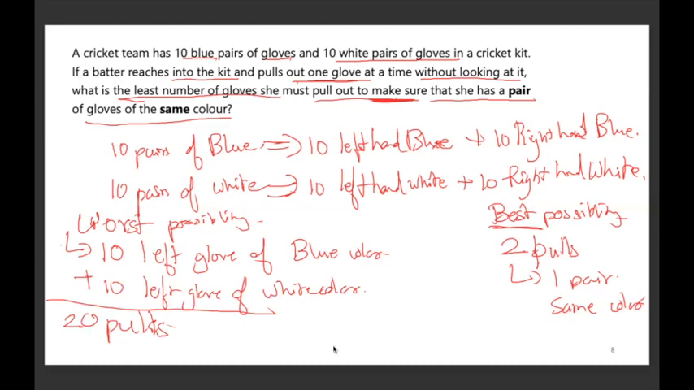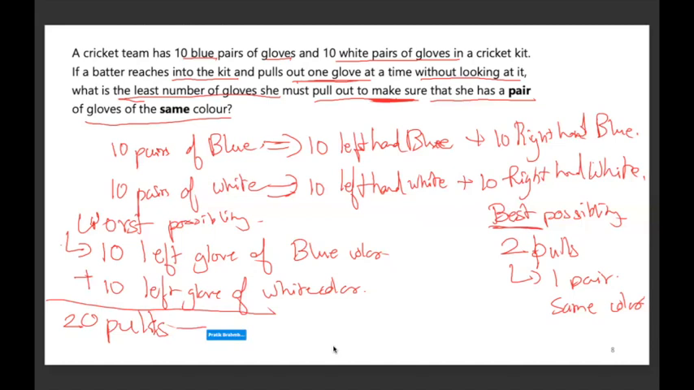We can get one pair of different color also, if I had pulled out 10 right gloves of white color, but we are putting 10 left gloves. That's because that's the worst possibility. So in 20 pulls so far, we have not got any pair, but we just have left-sided gloves.